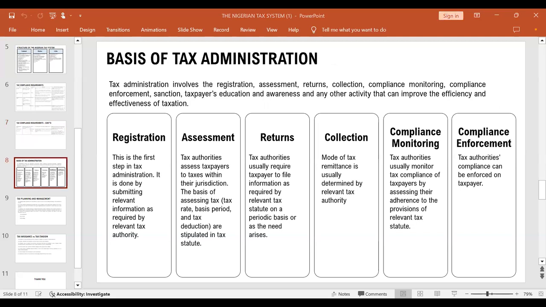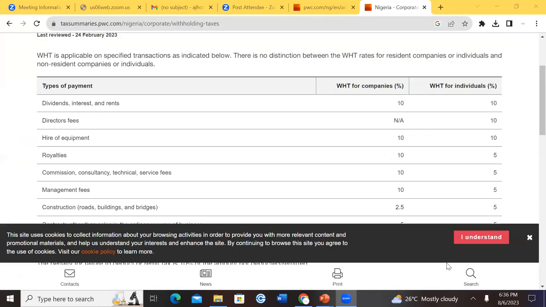Okay, I would like to share a new screen now. So on that withholding tax, I don't know if my name, okay, yes, it's already showing.